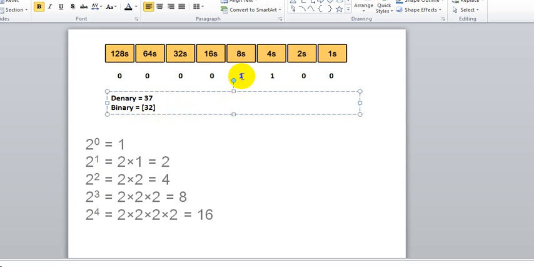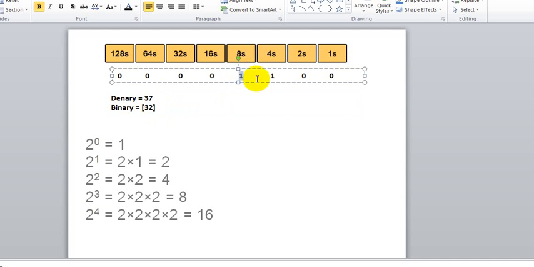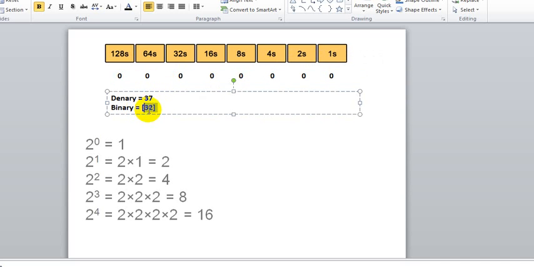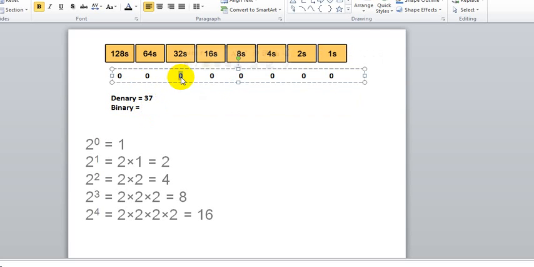So let's try that as our binary. So we've got a 1 there. So I'm thinking of a 32. Yep, 1. I'm thinking of a 4. And I'm thinking of, yep, a 2. So that's 36. And a 1. So that's 37.